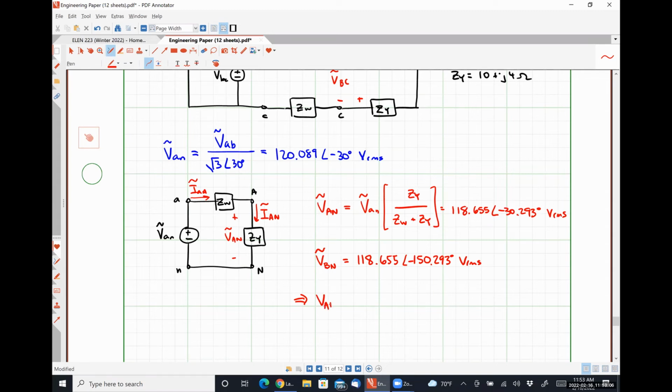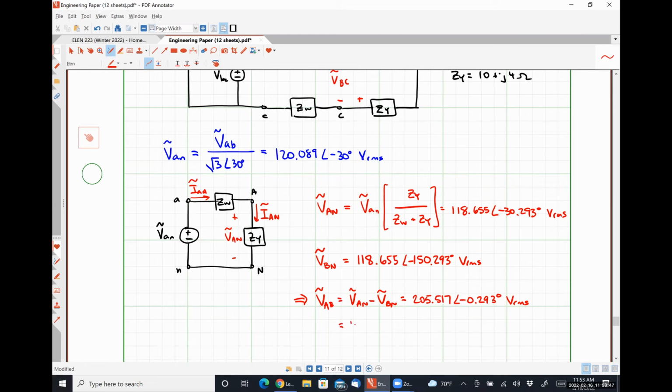So let's see, VAB is VAN minus VBN, which gets me 205... what the heck just happened? 205.517 with an angle of negative 0.293 degrees volts RMS.